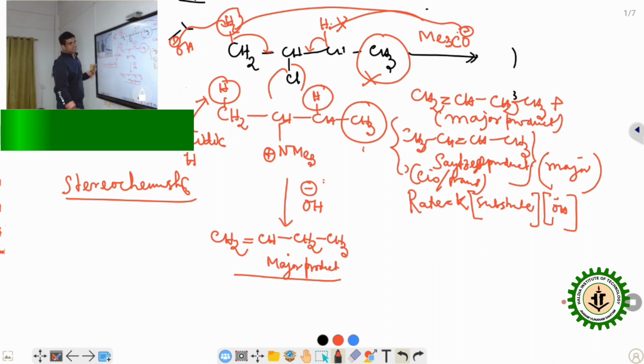So here a mixture of cis and trans isomers is formed, and trans is more stable than the cis one. Now you can say that the reaction is stereospecific.